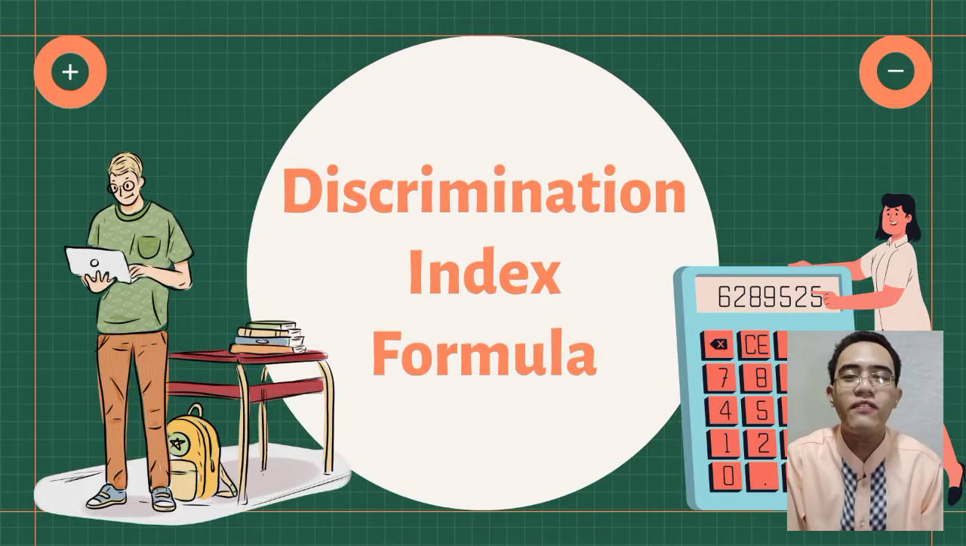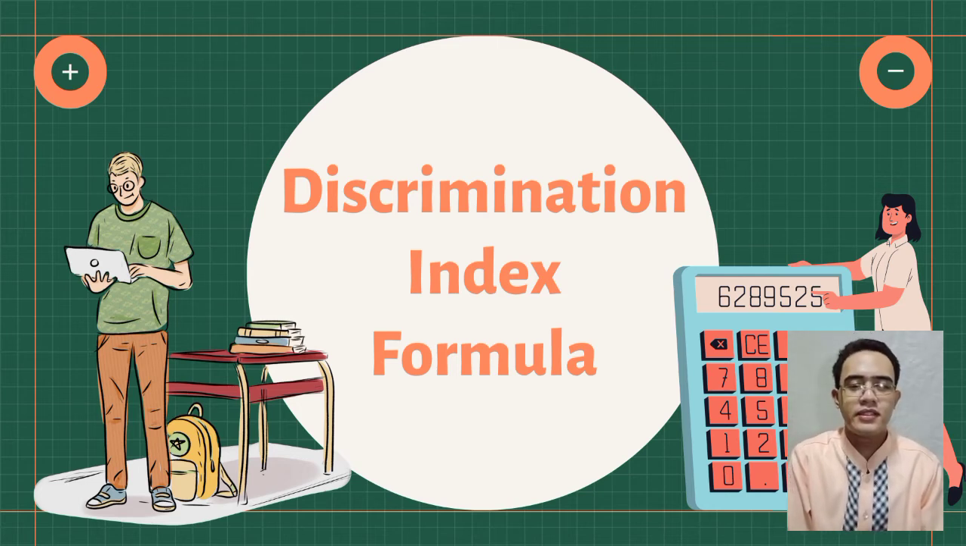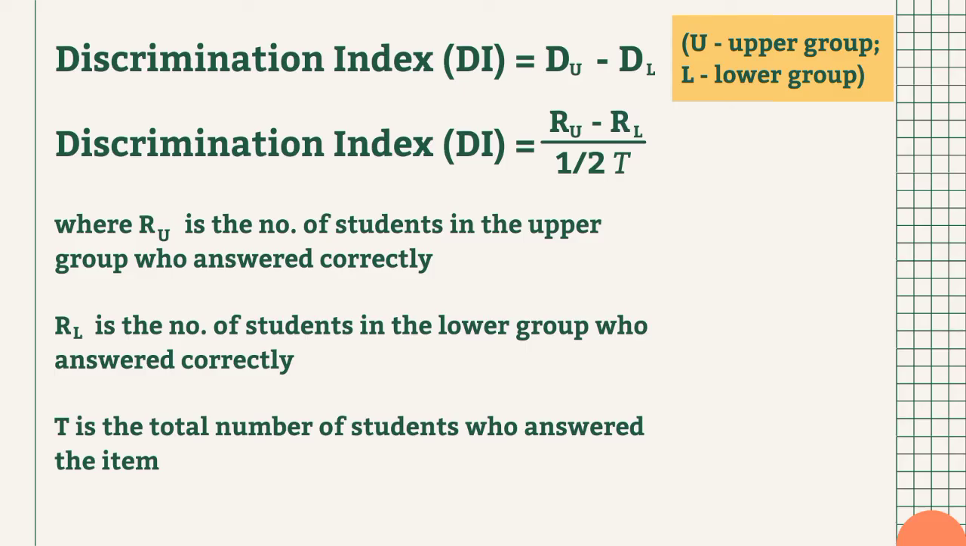Next is we have our discrimination index formula. Discrimination index is equal to du minus dl, and discrimination index is equal to ru minus rl over 1/2 times t, where ru is the number of students in the upper group who answered correctly, rl is the number of students in the lower group who answered correctly, and t is the total number of students who answered the item.